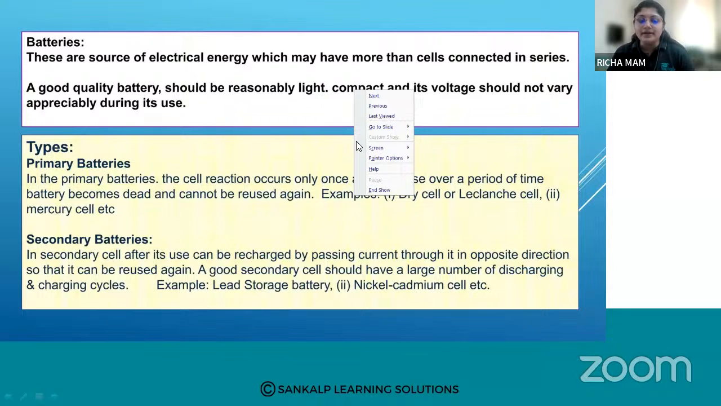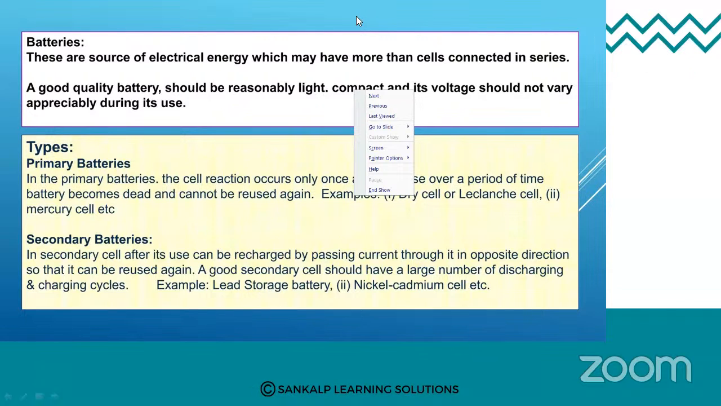Now these batteries are of two types. The types of batteries, or the cells, are of two types: the primary battery and the secondary battery. Now what do you mean by primary battery? First we'll see what we mean by the primary battery.